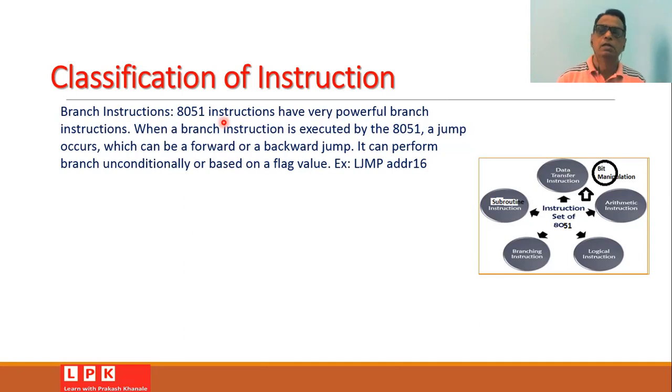So that is possible in ALP, that you can jump from one instruction to the next instruction, or you can jump backward to the previous instruction. Jumping can be done either unconditionally, that is without checking for any condition, or you can check for a flag value, and then based on the flag value, you can make a jump. For example, we can have a jump instruction such as long jump, LJMP, followed by a 16-bit address. The jump will take place to this specified address whenever this instruction is executed by the microcontroller.